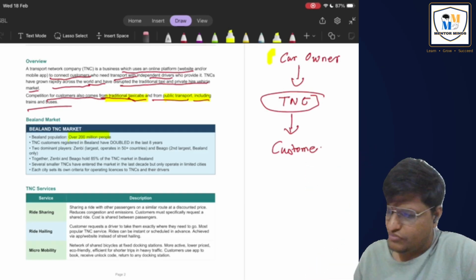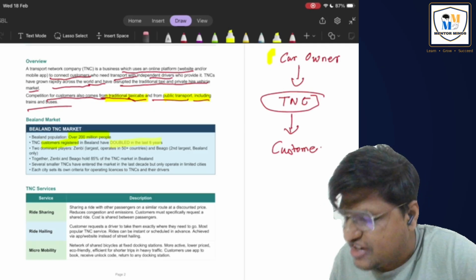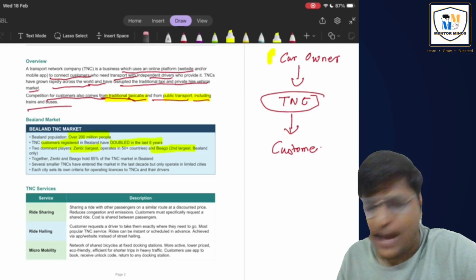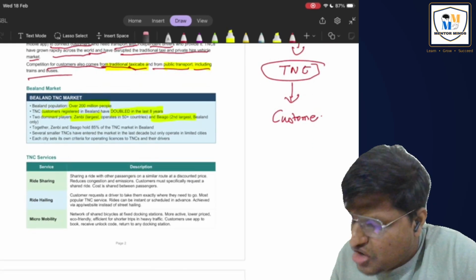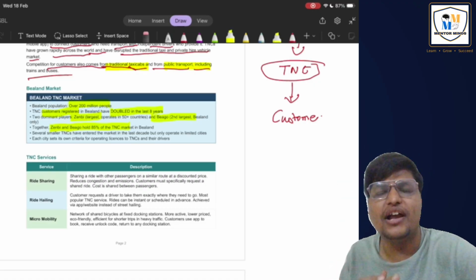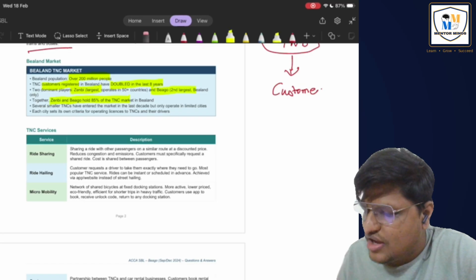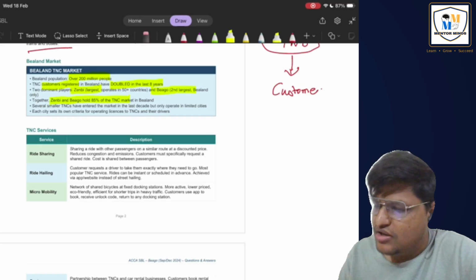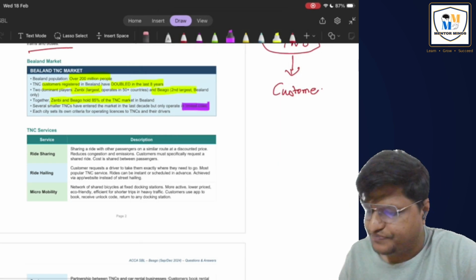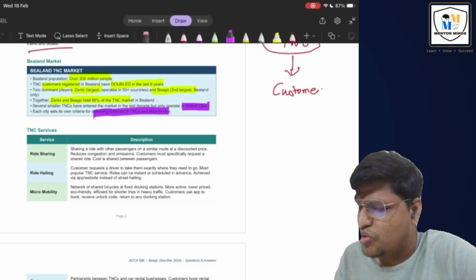Now they are saying our customers, the TNC's customers, have doubled in the last 8 years. There are two dominant players, and we are the second largest. So we have a big business. Our competitor holds 85%. We are just trying to listen and understand what this business is about. Then several smaller TNCs have entered the market in the last decade. These are big players, and other small players have also entered the market, but they operate in very limited cities. Each city sets its own criteria for operating licenses for TNCs.